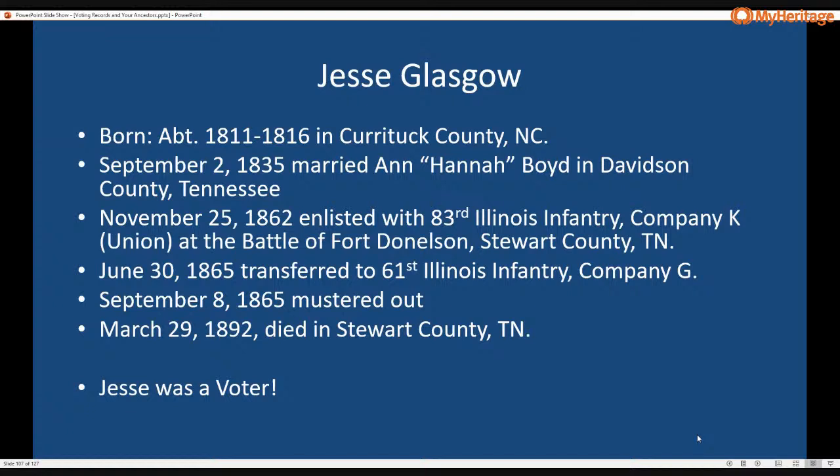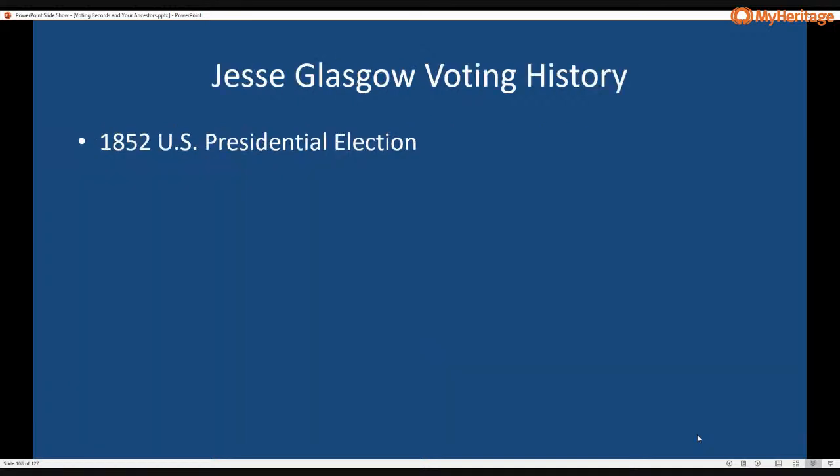But Jesse was a voter. Not only was he a voter, but he was a prolific voter. He voted, I think, every time there was an election, which tells me a lot about him. He was very, very concerned about his local community, about the way his community was operated. That tells me a lot about him. So here's a little bit of his voting history.